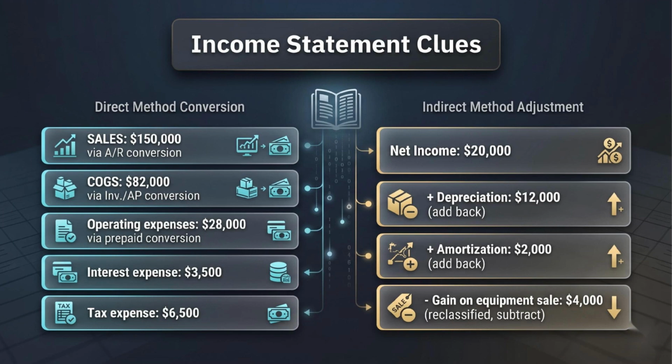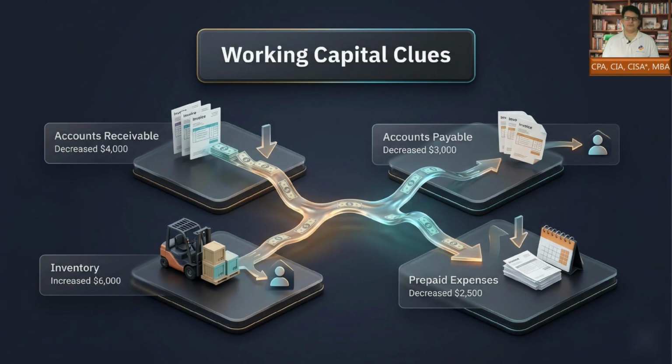We also have a gain on equipment sale of $4,000, which must be removed from operating cash flow because the actual cash proceeds are reported in investing activities. Working capital changes reveal the timing difference between accrual accounting and cash movement. Accounts receivable decreased from $22,000 to $18,000. So Riverstone collected $4,000 more cash than current period sales.